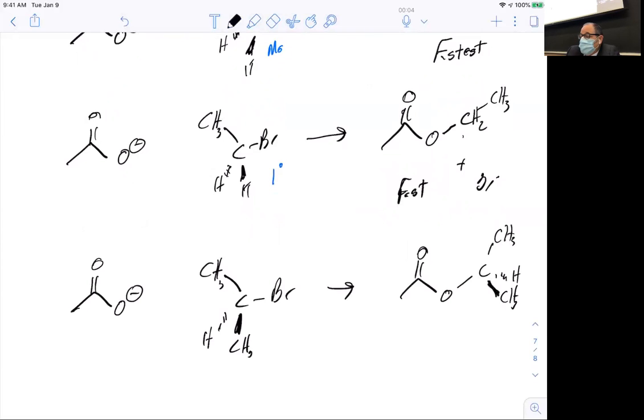Now here, notice how I'm showing the inversion, right? Here the bromine was on my right side. Here I haven't shown a change in my methyl, but what I've done is I put the leaving group, the new nucleophile, on the left side, right? So I'm showing inversion here without changing the carbon from being backwards to forward. Okay, so it's still inversion. This is going to be much slower.